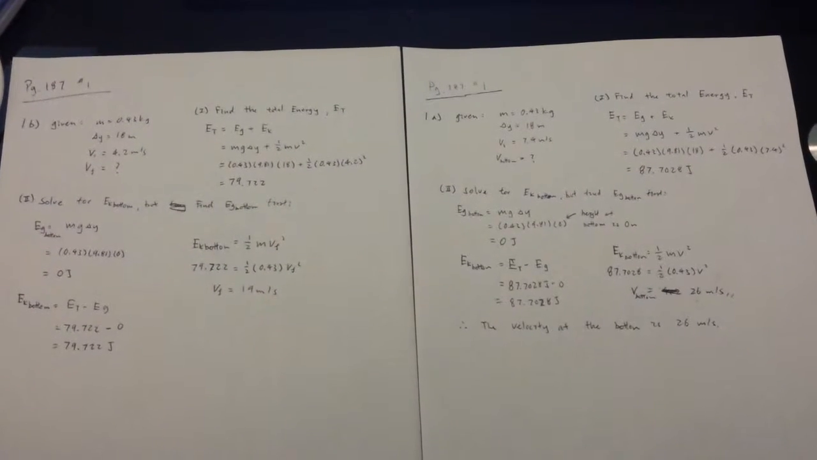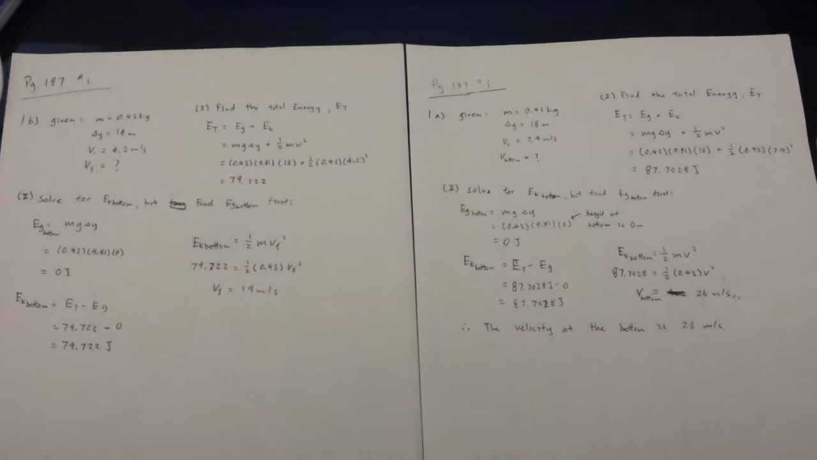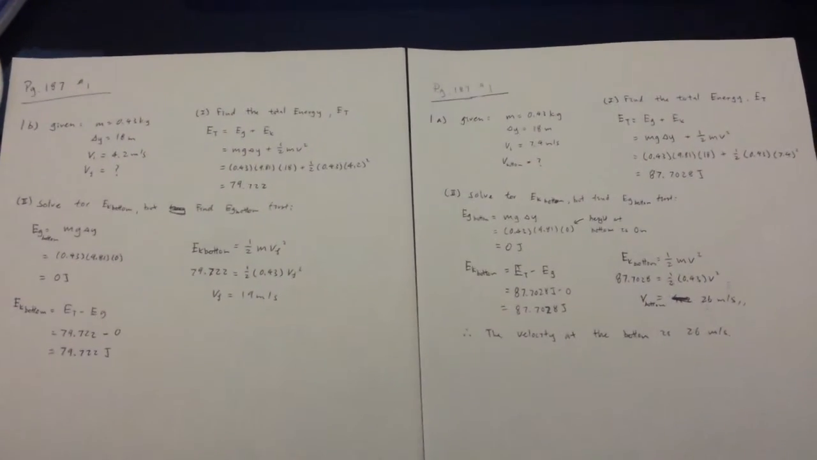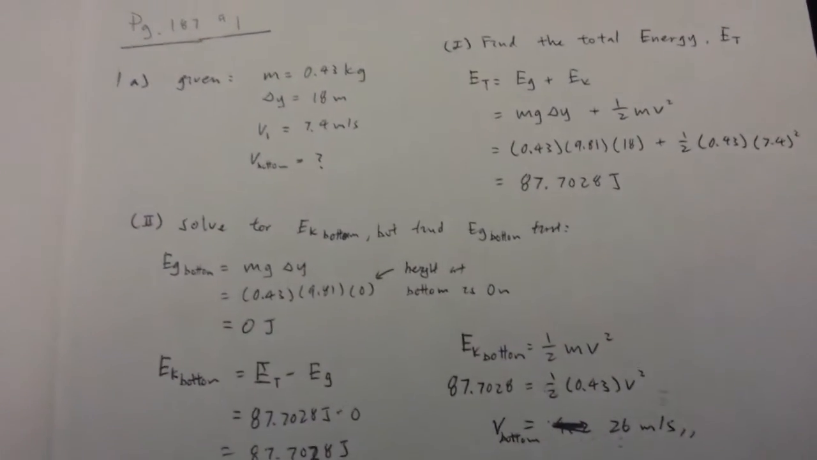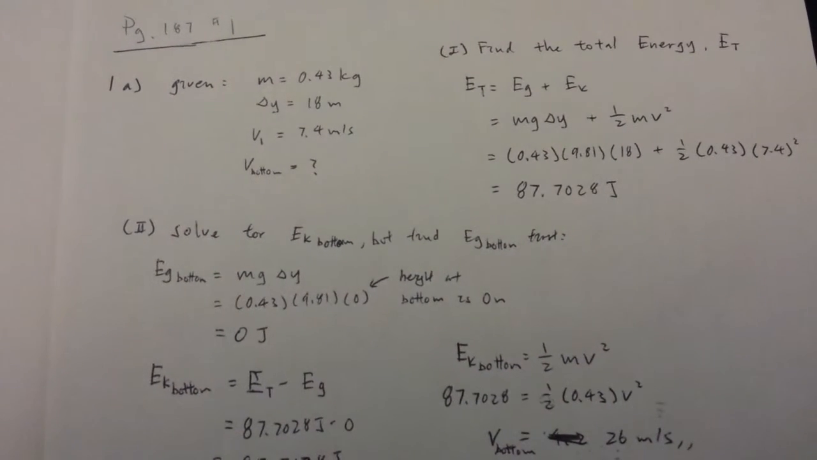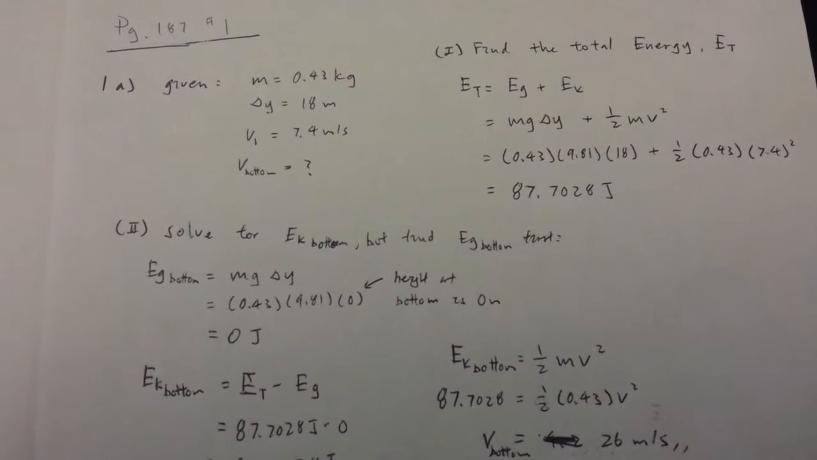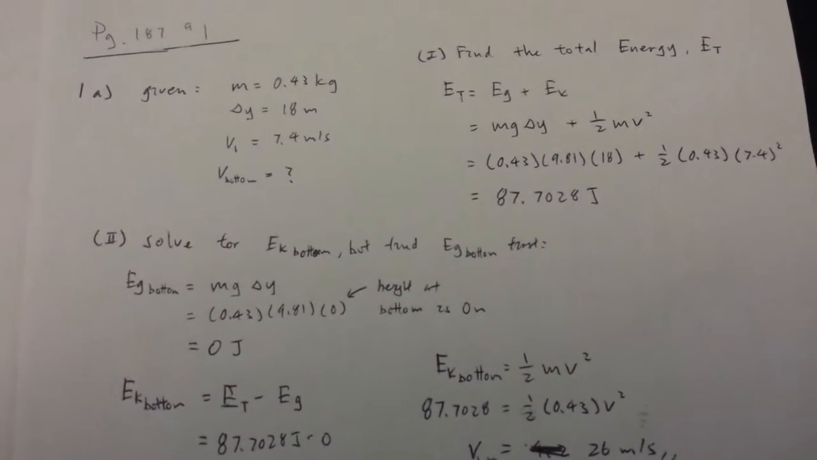Guys, I'm going to be explaining page 187 number 1 from unit 2. So there's two parts. For part A, we have to calculate the ball speed as it reaches the bottom of the hill. For given, they give you the mass, the height, which is delta y, and v1, and v bottom, and you have to solve for v bottom.